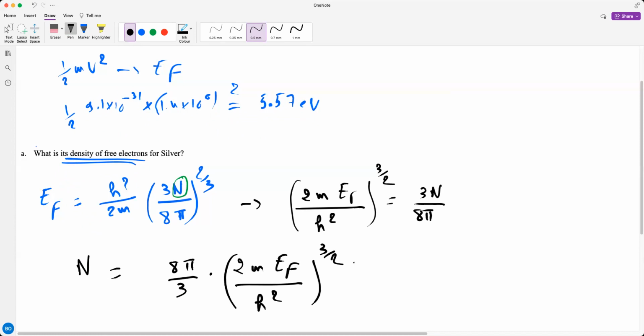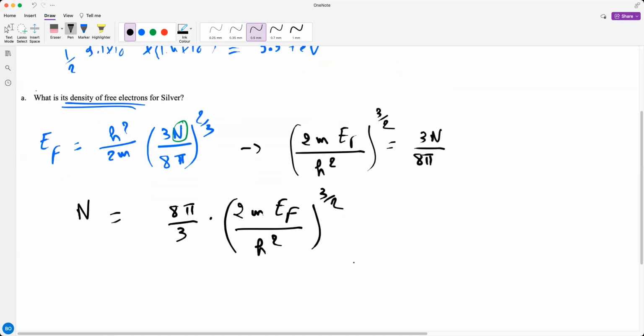Now, here we have to be very careful. I would do the following. This is the Fermi level. We already calculated the Fermi level. To be safe, convert this one to Joule because the Planck's constant is in Joule, and this one is in kilogram, and that's it. And then you get the number of free electrons. Okay? Is this clear?